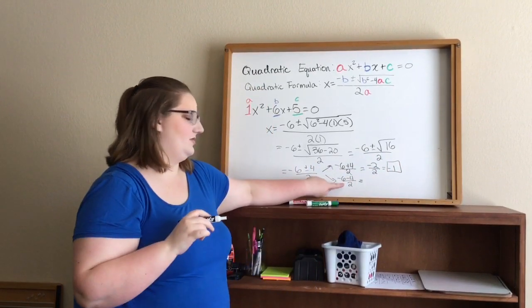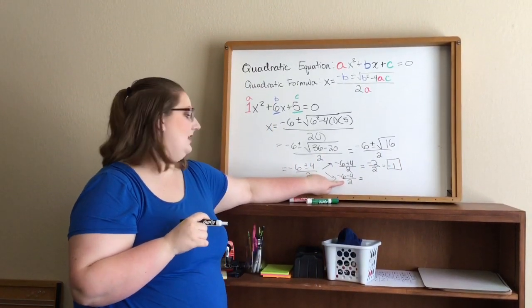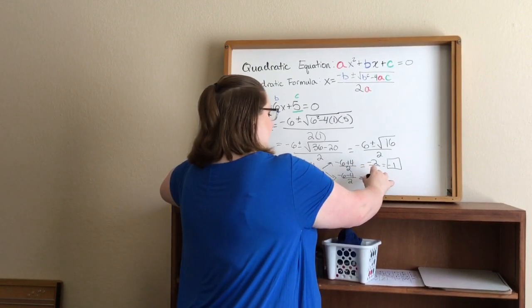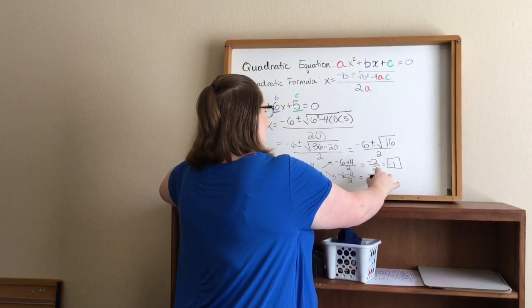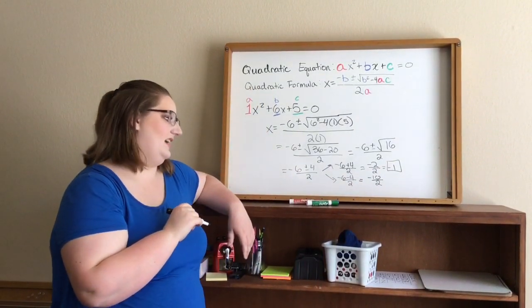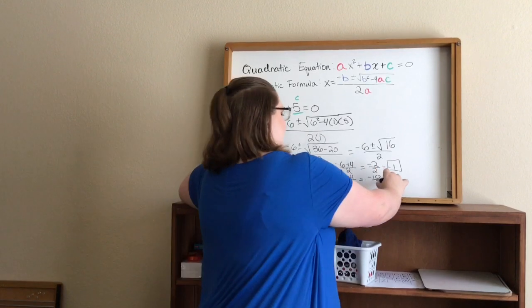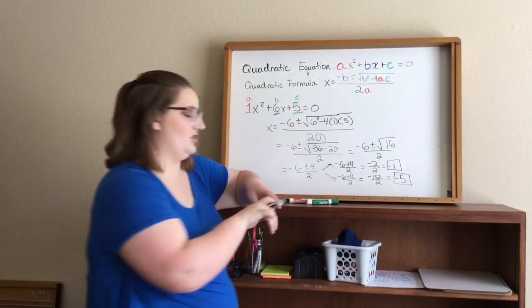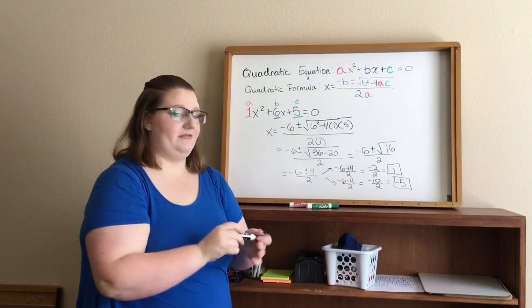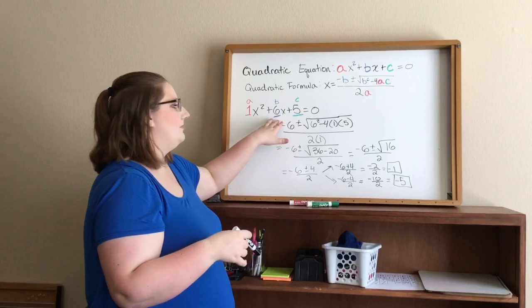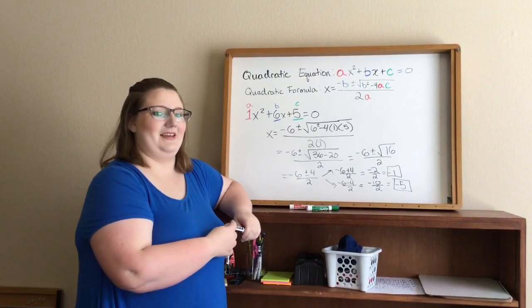Next, we come down to negative 6 minus 4. Negative 6 minus 4 is negative 10. So we get negative 10 over 2. And when we divide those, negative 10 divided by 2 is negative 5. So negative 5 is our other answer to this equation. So negative 1 and negative 5 are going to be our 2 solutions for the quadratic x squared plus 6x plus 5 equals 0.